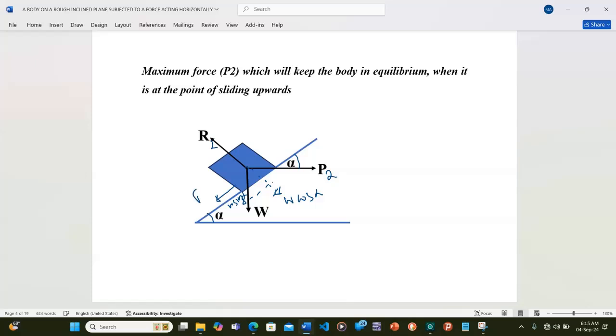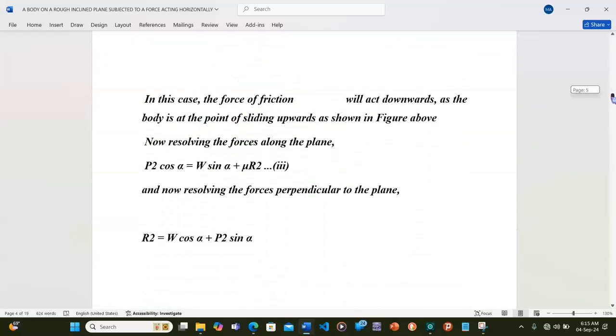So this is friction F2. That friction force F2 will therefore equal nu R2, whereby nu is the coefficient of friction between the body and the inclined plane, and R2 is the normal reaction on the body. So in this case, the force of friction is F2 equal to nu R2, and it will act downwards as the body is at a point of sliding upwards.